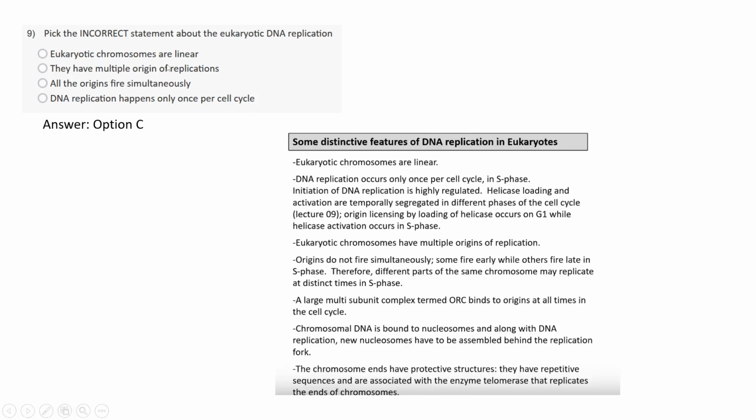All the origins fire simultaneously. No, option C is incorrect because in eukaryotes generally origins do not fire simultaneously. It occurs phase-wise. Certain origins will fire early, certain origins will fire late. So this option is incorrect. The other options are correct.